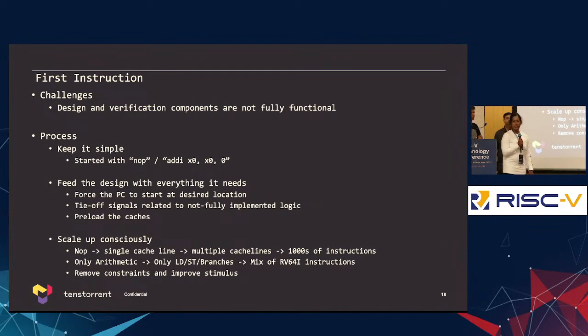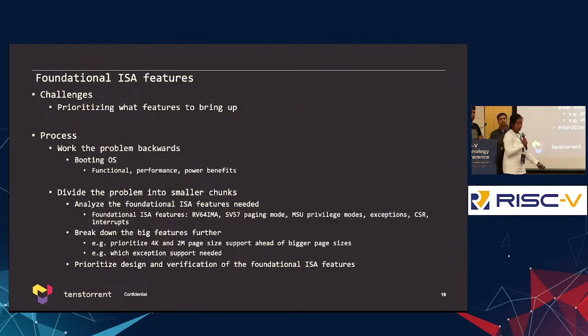The other aspect is we had to preload the caches as well. And as we started scaling up, we had to scale up very consciously, because we had introduced quite a lot of hacks, or I would say quite a lot of constraints. We moved from a NOP to a single cache line of instructions, to multiple cache lines, and even to thousands of instructions with mixed loads and stores. We had to scale up consciously while taking back some of the hacks or constraints we had introduced. So we scaled up from arithmetic to load store, branches, and to a mix of all possible RV64I instructions. So now we have a bunch of instructions working. So what's the next step?